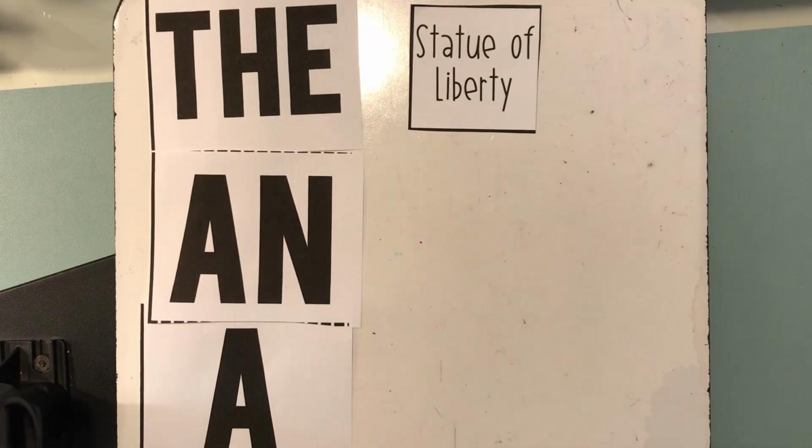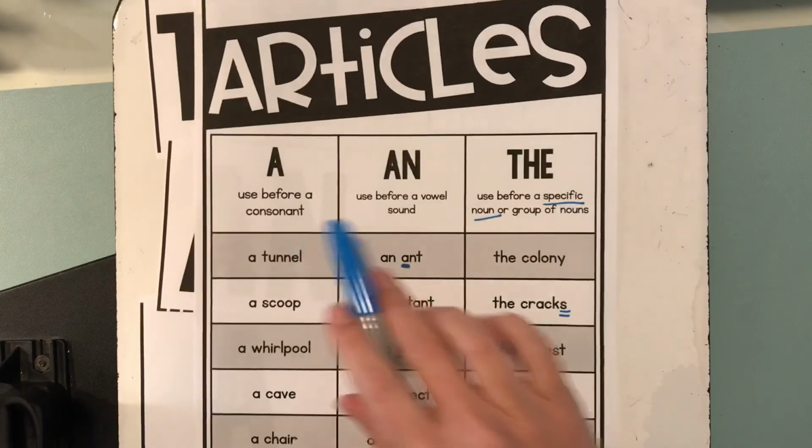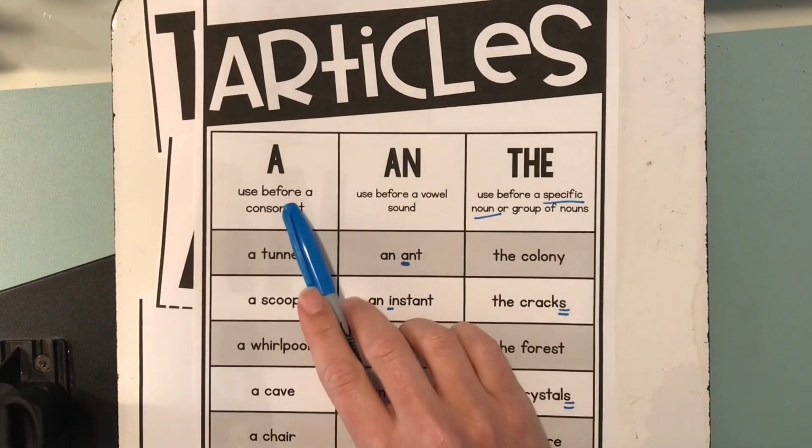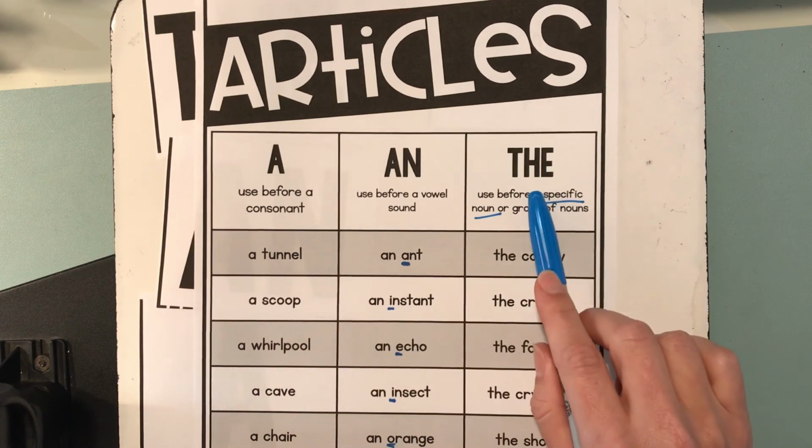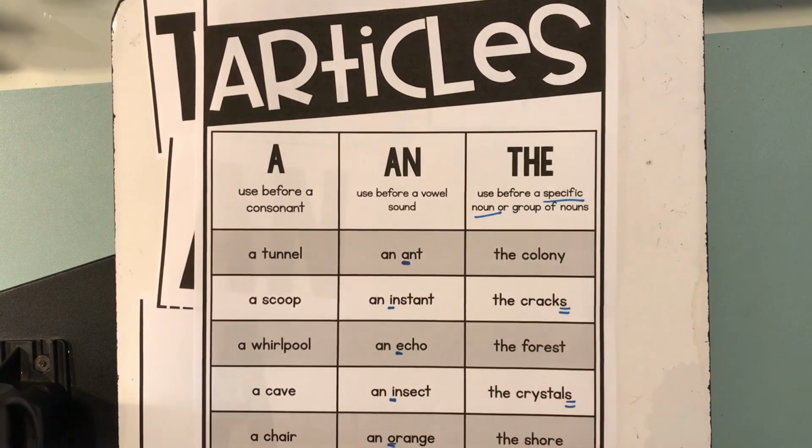All right, guys, so that is all about articles. The article words are a, an, and the. Sometimes, just remember, the words will work for a or the. Just make sure to put the word in a sentence and see if it makes sense. So think of a sentence, put the word in the sentence, and see if it makes sense.